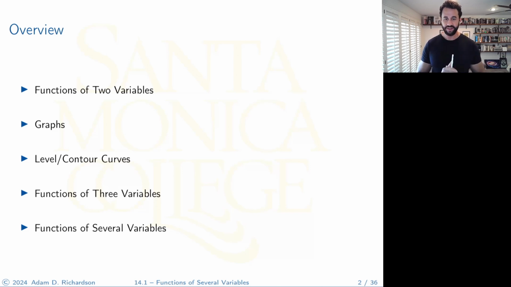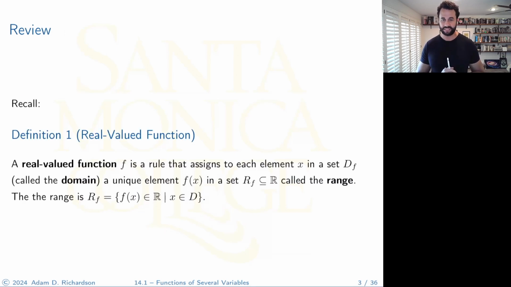All right, so if you remember from the past, a real valued function is just a rule that assigns to each element in its domain a unique element, f of x, in the range of the function. So real valued functions are basically the same things that you know and love. You've got a domain, you have an element in your domain, you apply a rule to it, and then you get an element in the range of your function. That's what we're talking about.